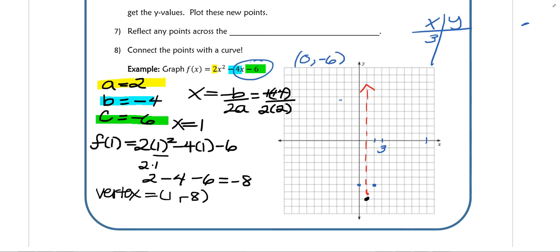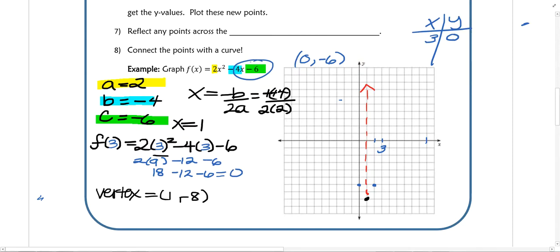So just like I did for the vertex here, when I was plugging in 1, I'm going to do the same idea. I'm going to plug in 3. So just to save room here, if you have room, you can do this completely separately. But just to save room, I'm going to plug in 3 for my function. Alright, so after I plug it in, I got that it was equal to 0. And so I have the point (3, 0).